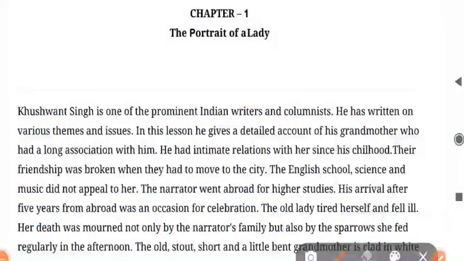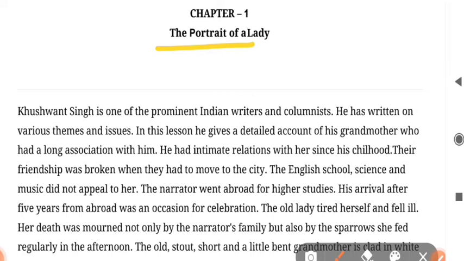So, guys, our first chapter of your English Hornbill session, and chapter 1 is The Portrait of a Lady. It's a very interesting chapter in which the author is telling his childhood scenarios of his life, which is related to his grandmother and family. So basically the main characters are two. First one is the author and second one is his grandmother, right?